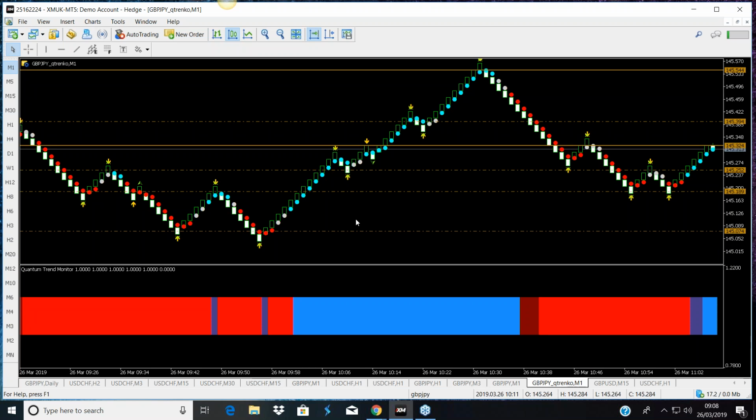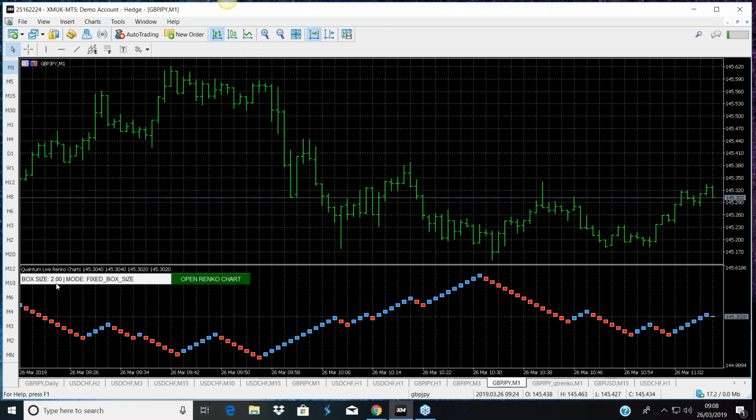What you can do, which is why we've developed this, is smooth that out by using a non-time-based chart. And here I have the Renko. Let me just see, it's actually based at 2. It's a fixed box size. I've actually got 2 pips on this one.